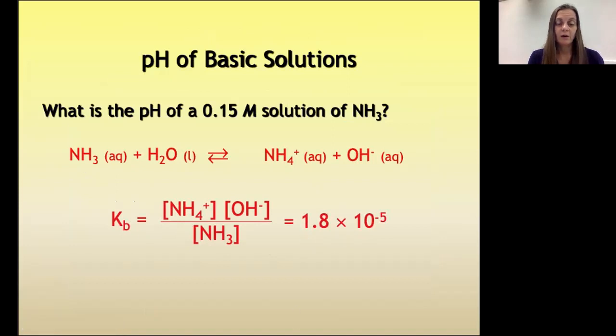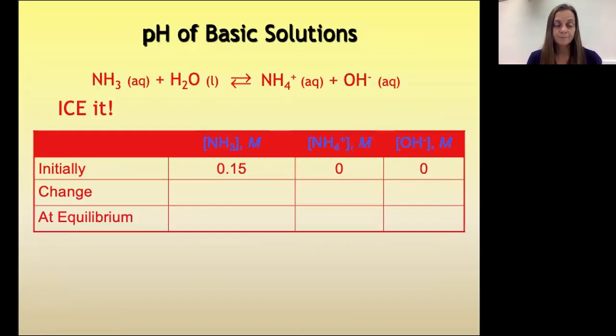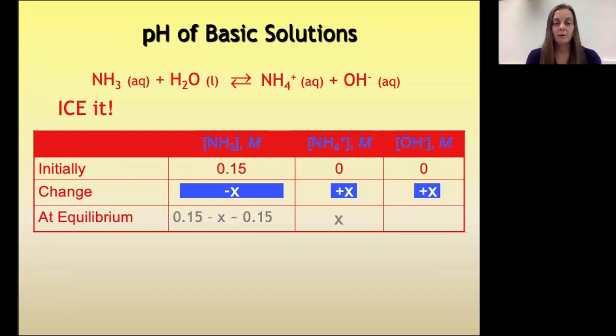As always, we're going to set up our ICE table. We have our initial concentrations of 0.15, 0, and 0. We know that the ammonia is going to go down by an amount, X, and the ammonium and the hydroxide ion are both going to go up by that same amount. At equilibrium then, our ammonia concentration is 0.15 minus X, but that's going to be approximately 0.15, again, a very small Kb. And our ammonium and hydroxide ion concentrations are going to be X.